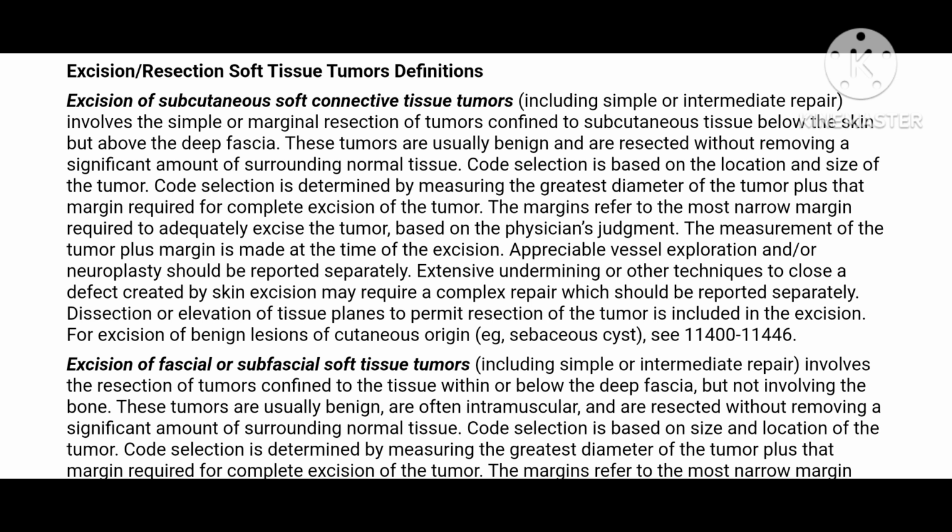The next level will be excision of fascial or subfascial tumors. That means the tumor is found below the skin but outside the muscle. Around the muscle we have a covering called fascia. So if there is a tumor there, it is called a subfascial tumor or intramuscular tumor. Intramuscular tumor means the tumor is within the muscle layer. Mostly they will be benign, non-cancerous tumors. Here also you have to check the size and the location of the tumor, and remember that simple and intermediate repairs are included in these procedures.